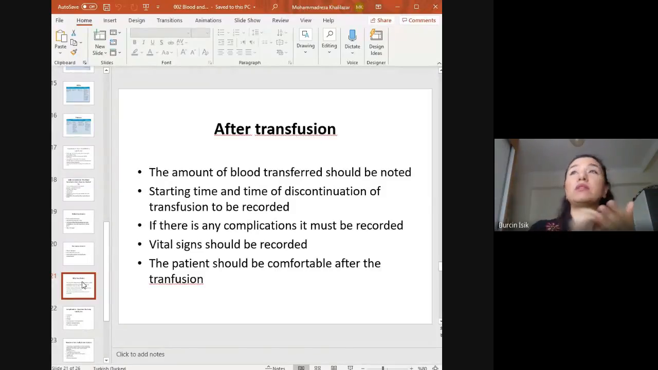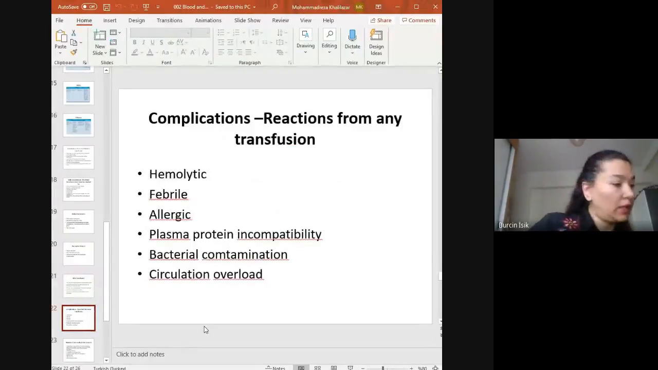You must write the type, the date, the time it started and the time it finished, and the vital signs before, during, and at the end. All of them must be charted. And the patient should be comfortable. Right?